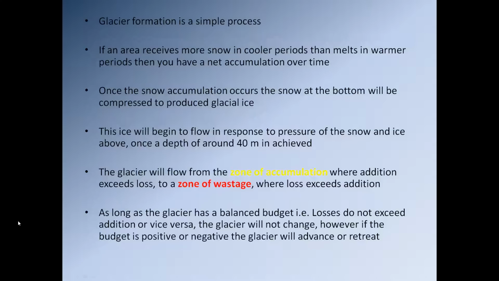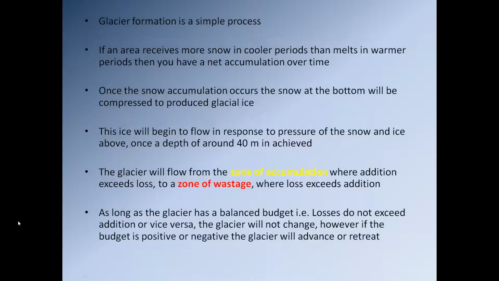So glacier formation is actually a super simple process. If an area receives more snow in cooler periods than melts in warmer periods, then you're going to have a net accumulation of snow over time. Once the snow accumulation occurs, the snow at the bottom will be compressed by the weight of the snow above. And this compressed snow will turn into what's referred to as glacial ice. So this ice will then begin to flow in response to the pressure of the snow on top of it.